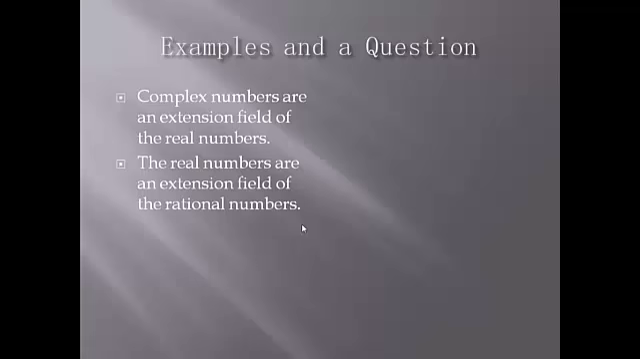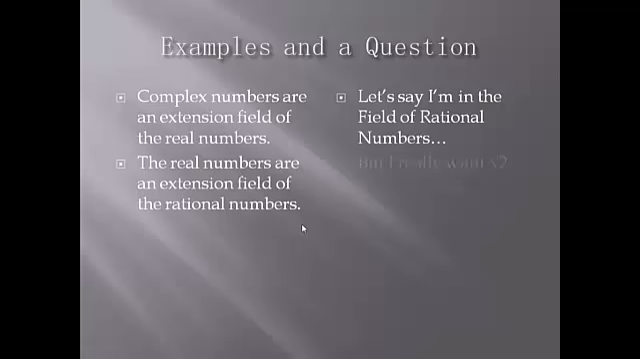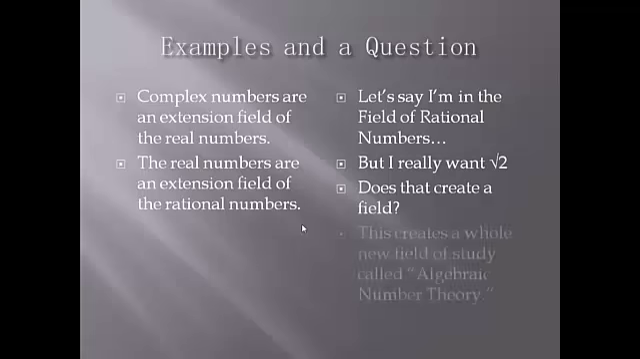And the motivating example is, let's say that we're in the field of rational numbers, but we really want the square root of 2 and anything else needed to make that a field. Does that create a field? Well, if you just add the square root of 2, I hope that you can see that that's not going to make it a field. You're going to have a whole bunch of problems with inverses and closure and all those kinds of things. And this creates a whole new field of study called algebraic number theory.